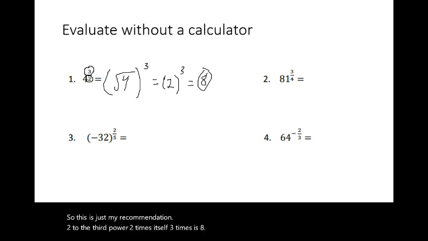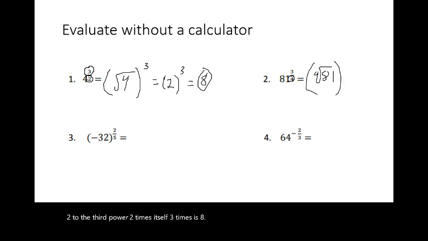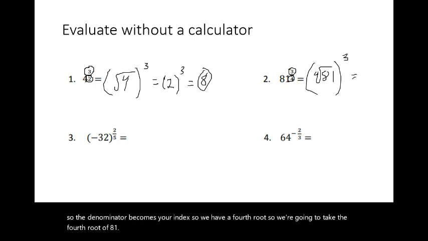So for number 2, we're going to do the same thing. We're going to rewrite this in radical form first. So the denominator becomes your index, so we have a 4th root. So we're going to take the 4th root of 81. The power we raise it to is the numerator, so we're then going to raise it to the 3rd power.